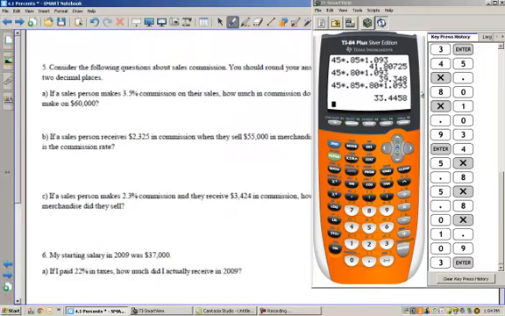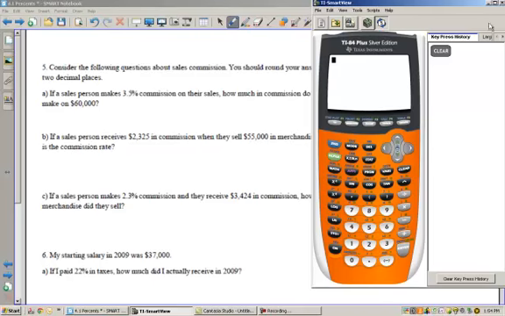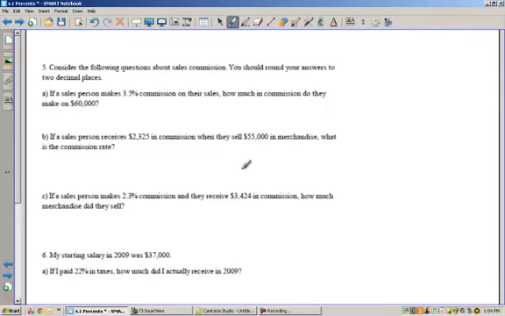Okay, if we turn the page, let's clear all this stuff out. On number 5, it says, consider the following questions about sales commission. You should round your answers to 2 decimal places. All right, if a salesperson makes 3.5% commission on their sales, how much in commission do they make on $60,000?